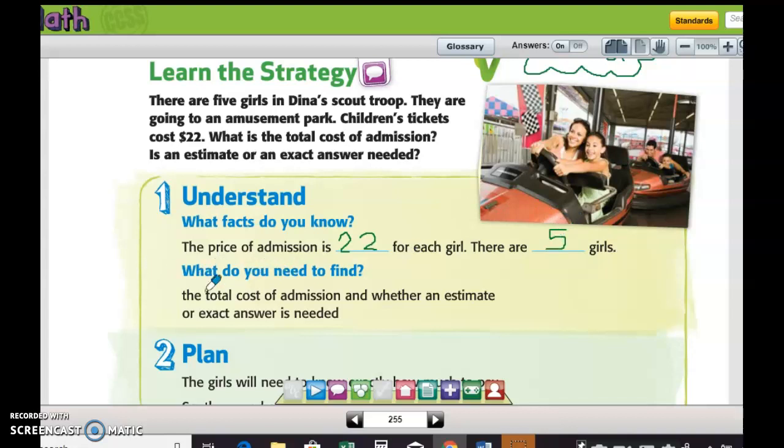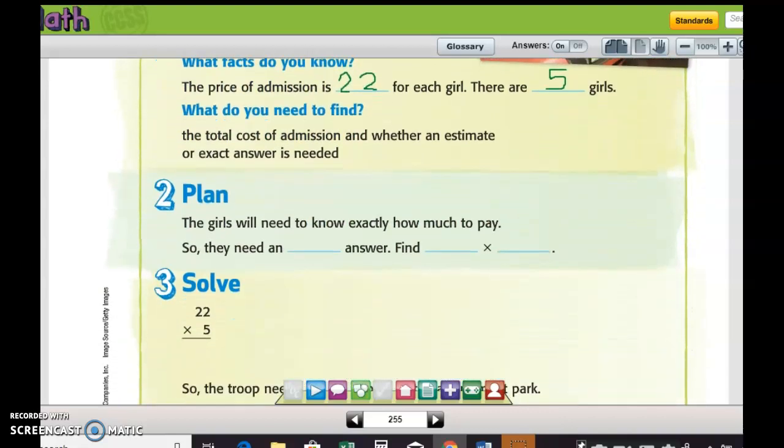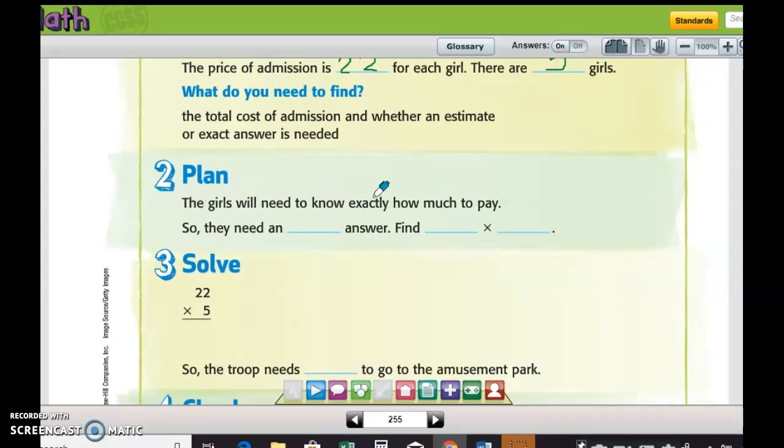What do you need to find? You need to find the total cost of admission and whether an estimate or exact answer is needed. The girls will need to know exactly how much to pay, so they need an exact answer. So we're going to find $22 times 5 girls.